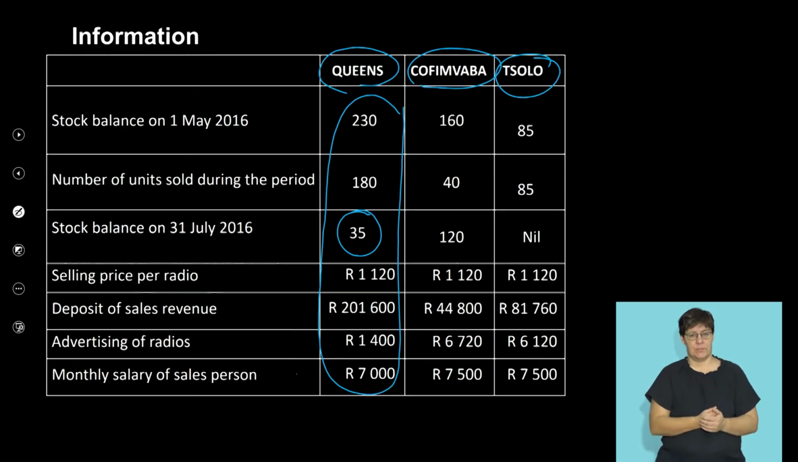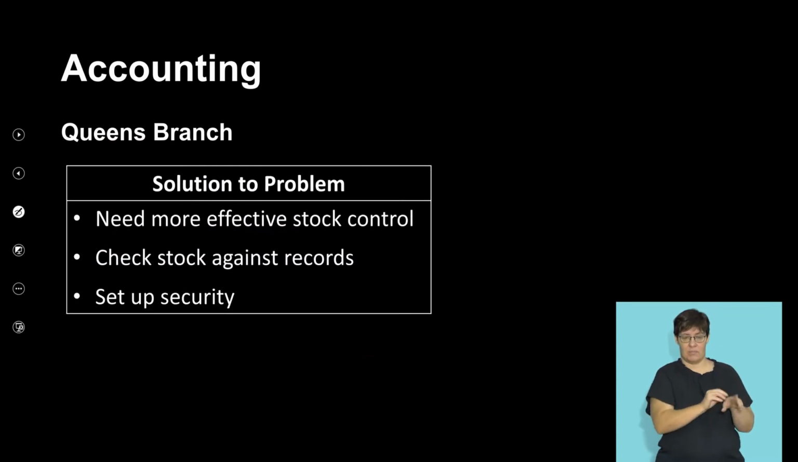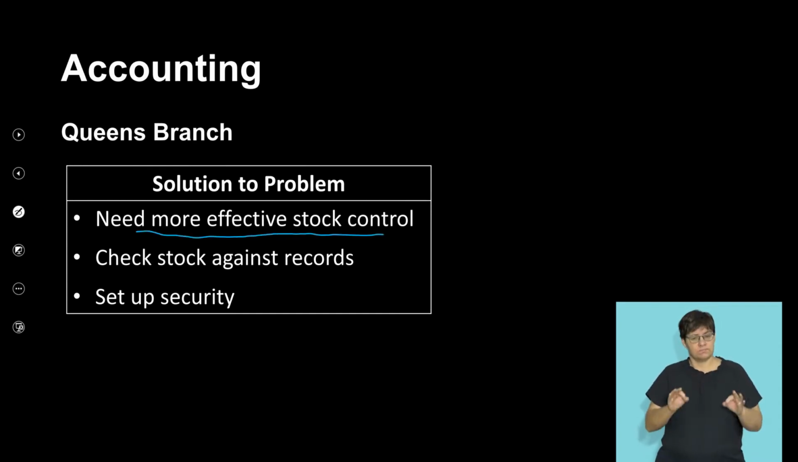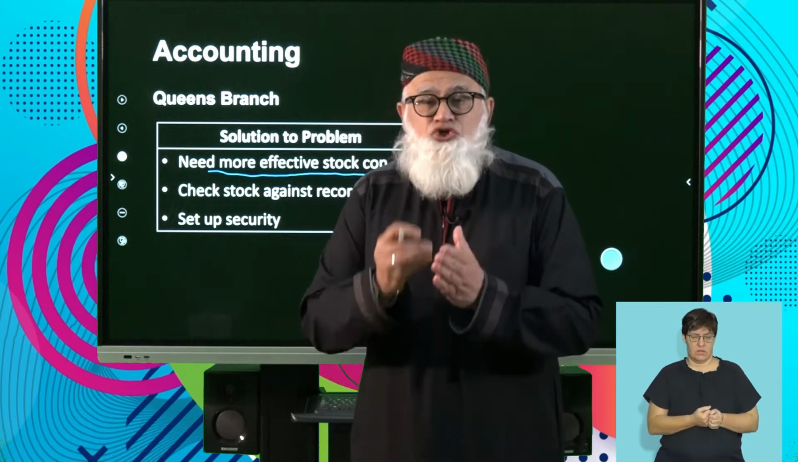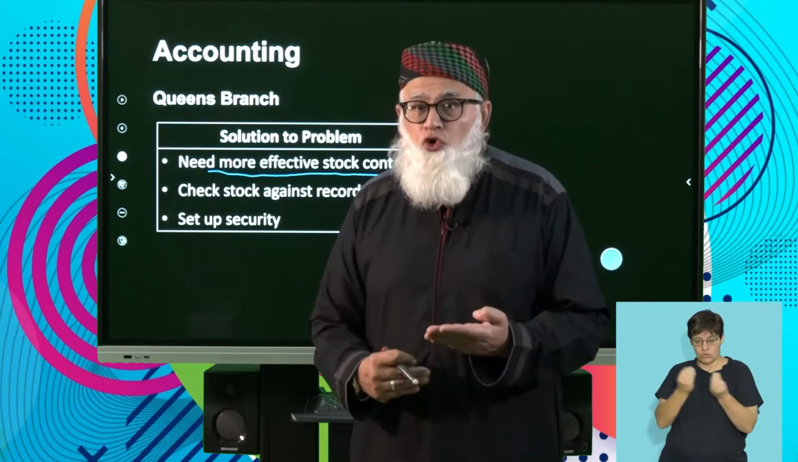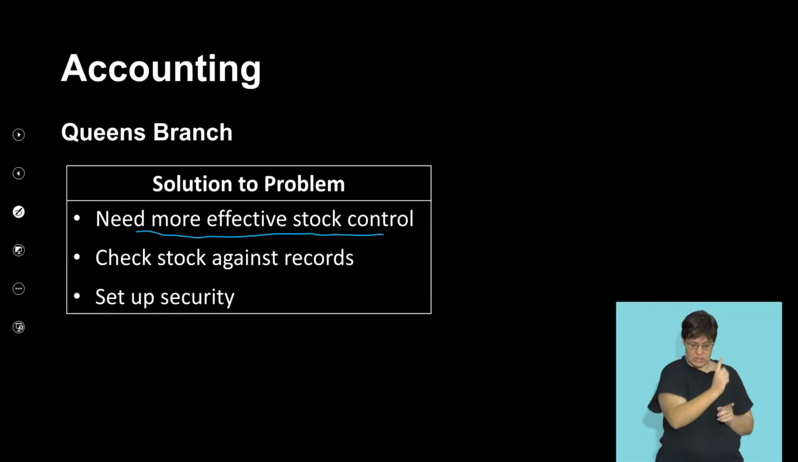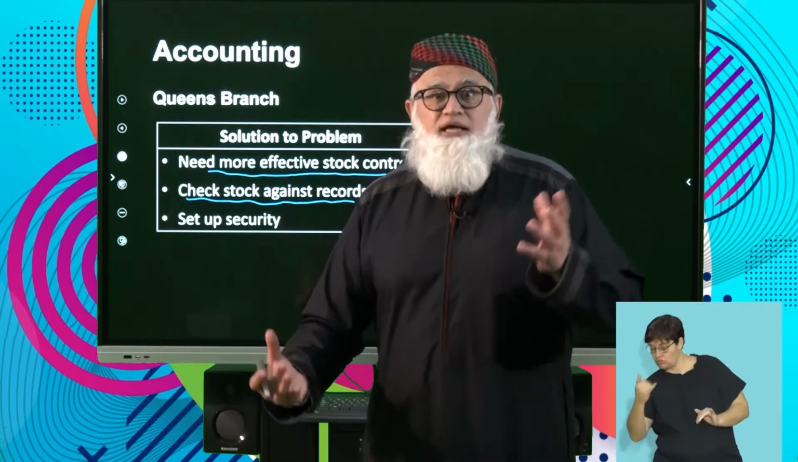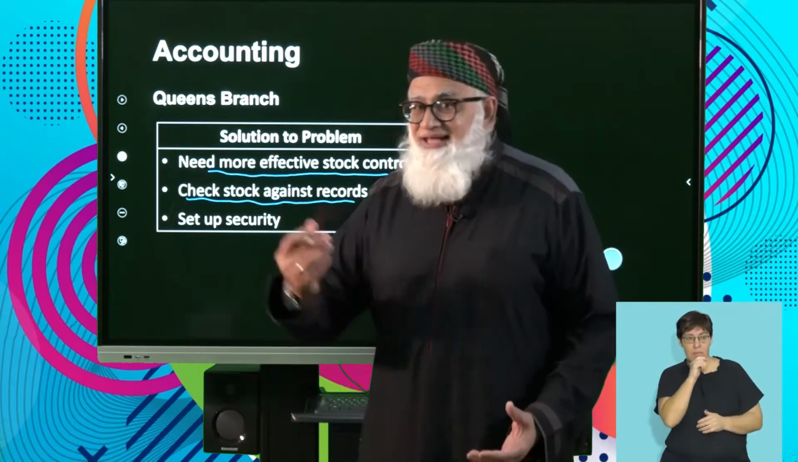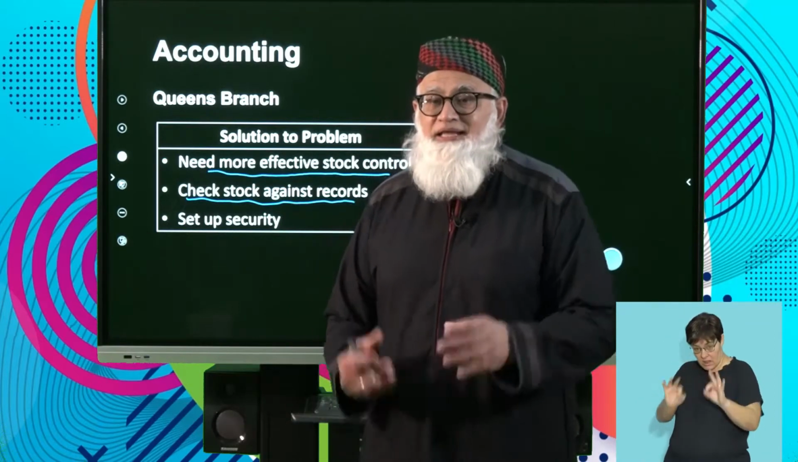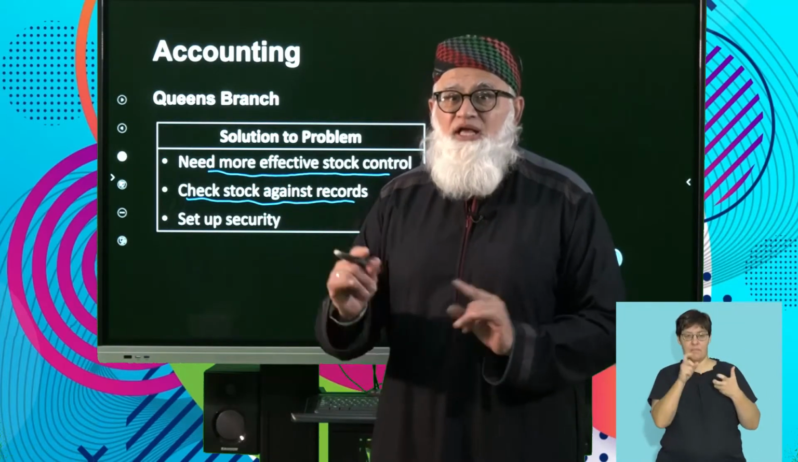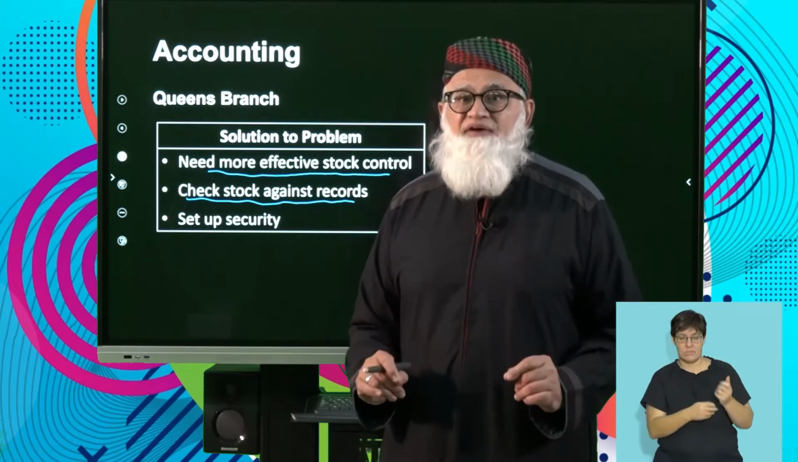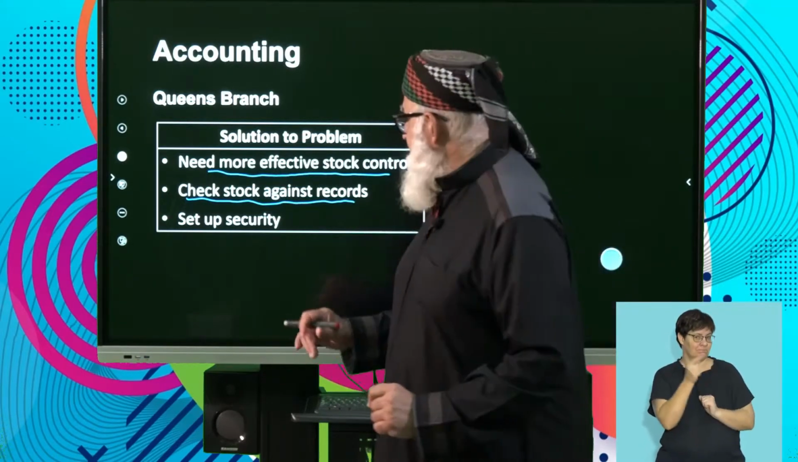Right. Once we've identified the problem, we now have to offer a solution to the problem. What is the solution? Number one, we need more effective stock control. In other words, the business needs to ensure that there is stock control. Number two, check against stock records. In other words, check, these are the number of units that I've bought, these are the units that I've sold, clearly the two should match. And therefore, if they are not matching, definitely we have a challenge in that business.